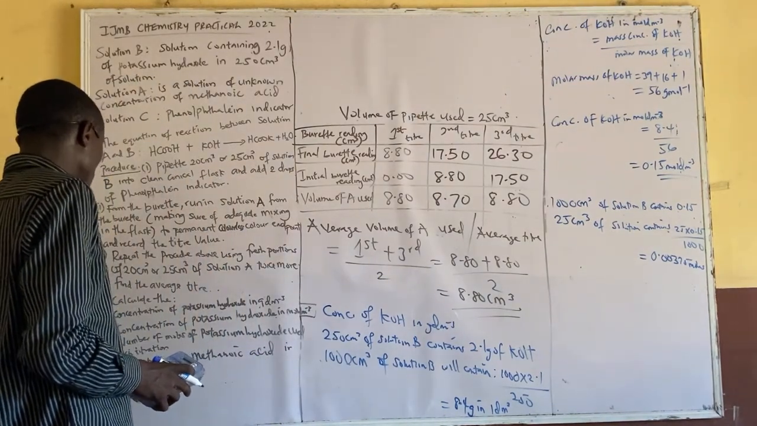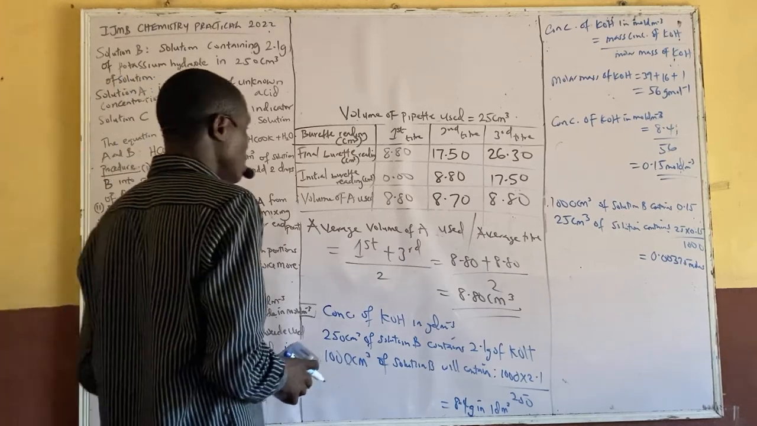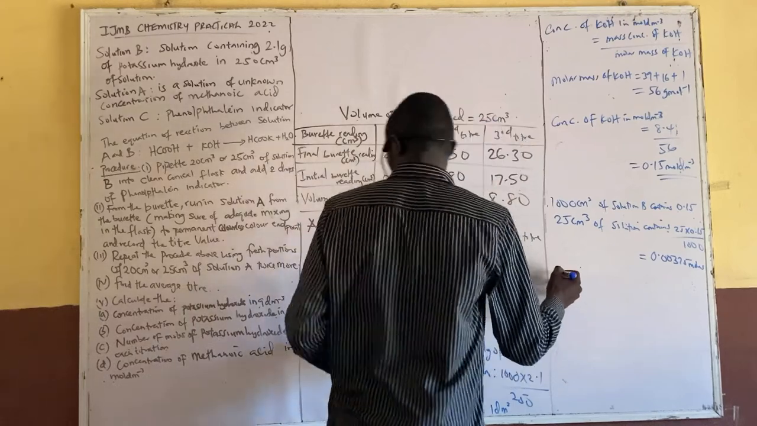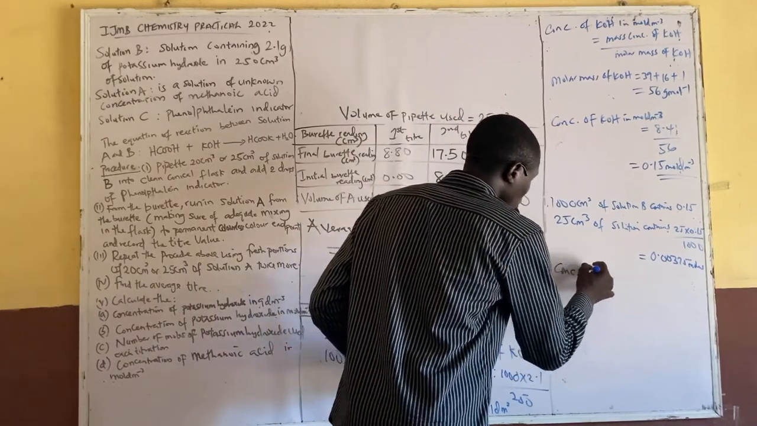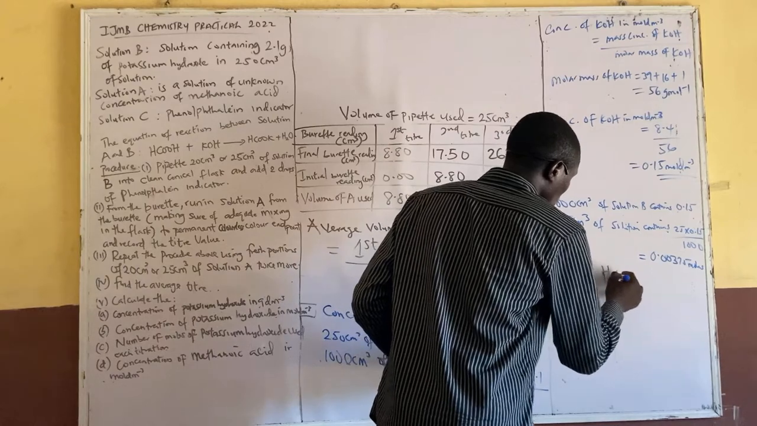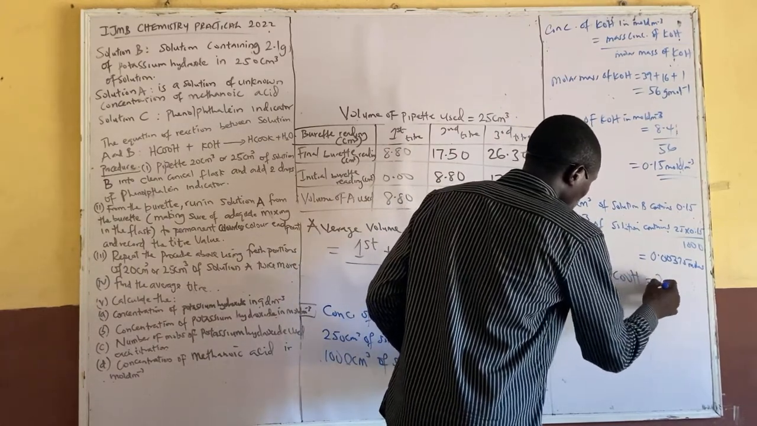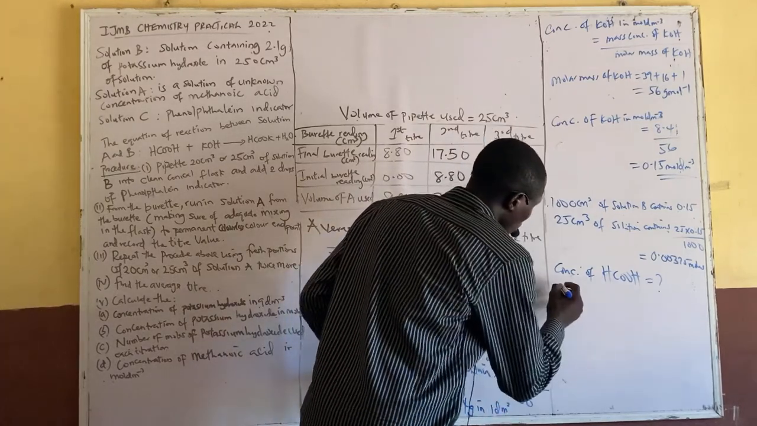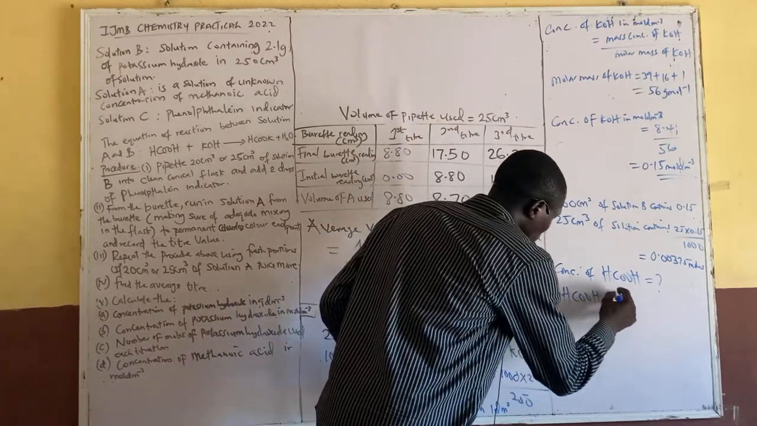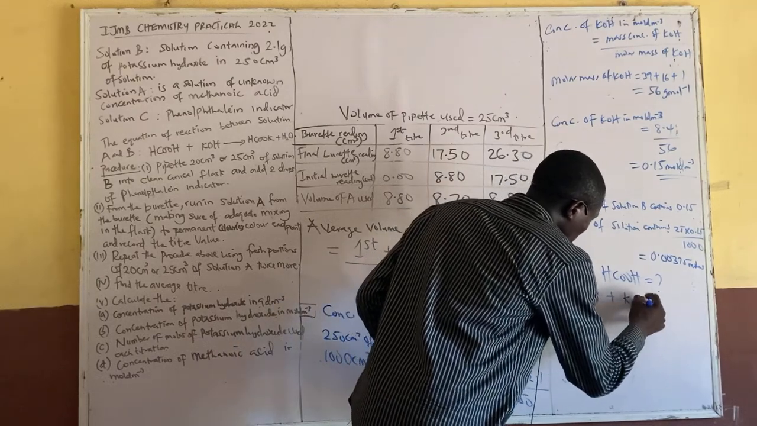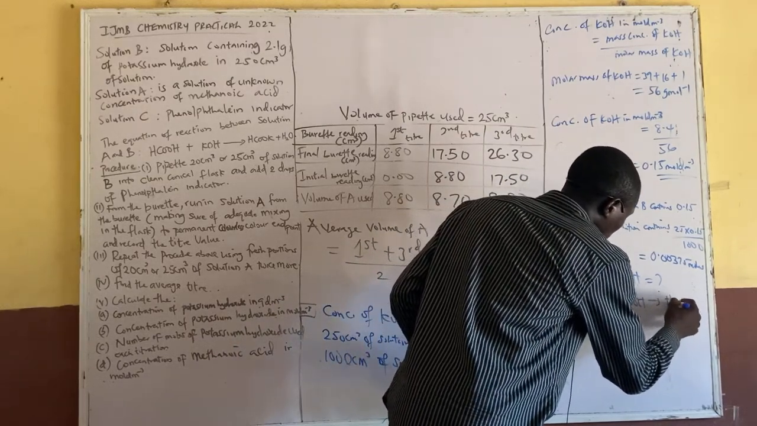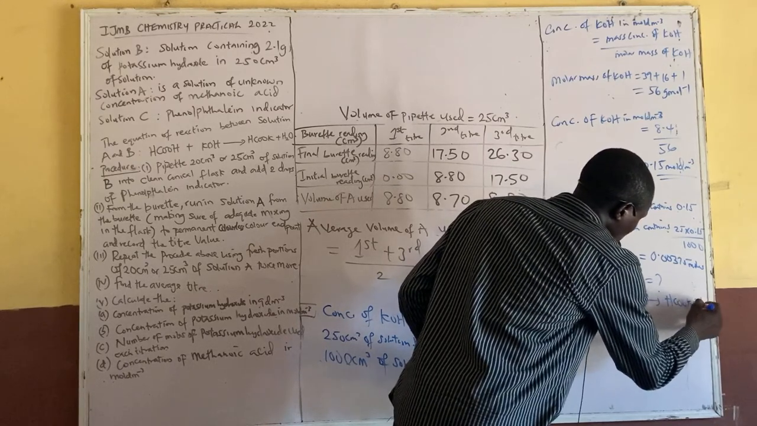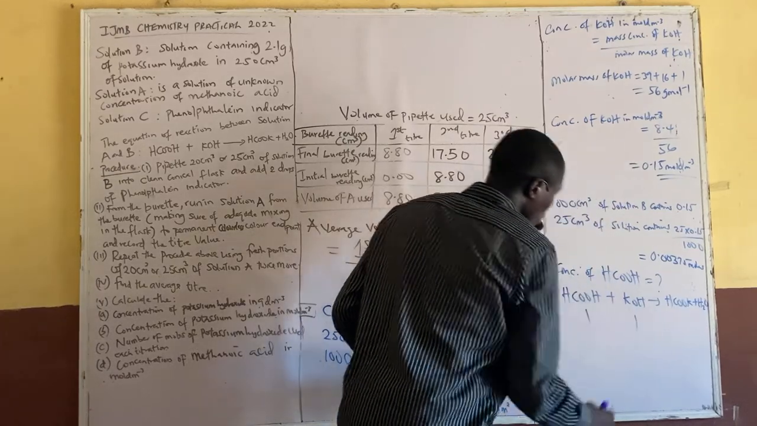So now the concentration of methanoic acid in mole per dm cube. To calculate the concentration of methanoic acid, HCOOH, in mole per dm cube, what we are going to do is write the equation of reaction: HCOOH plus KOH gives potassium methanoate plus water. The mole ratio is 1:1.